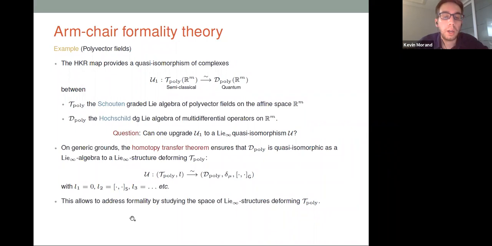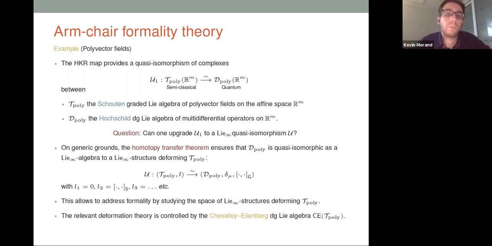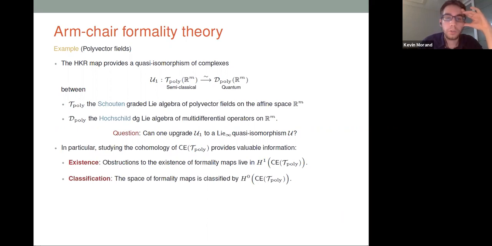This is interesting because it allows us to address formality just by studying the space of Lie infinity structures that deform T-poly. For example, if we can show that there is no Lie infinity structure that non-trivially deforms T-poly, that is, if T-poly is rigid, then we can show formality this way. Since there is no L which non-trivially deforms T-poly, T-poly is necessarily formal. This is what I call armchair formality theory, because you can do formality just by studying what happens on T-poly. Precisely, the relevant deformation theory is controlled by the Chevalley-Eilenberg differential graded Lie algebra of T-poly. Just by studying the cohomology of the Chevalley-Eilenberg algebra of T-poly, we can obtain valuable information about the existence of formality maps, since the obstructions live in H1, and the space of formality maps is classified by H0.